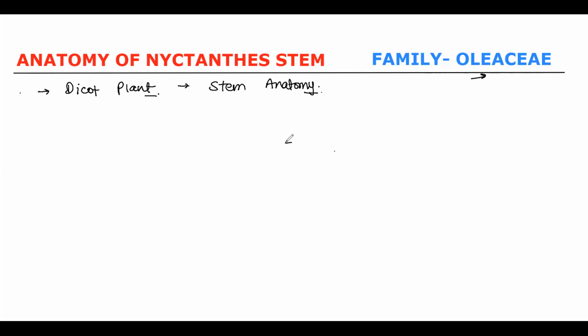So a very quick overview: they have the epidermis and hairs on the epidermis. These are some hairs on the epidermis. This is the transverse section of the stem of any typical dicot plant. After the epidermis, there should be cortex like this. After the cortex, the vascular bundles are arranged on the periphery, and in the center, there is a pith.